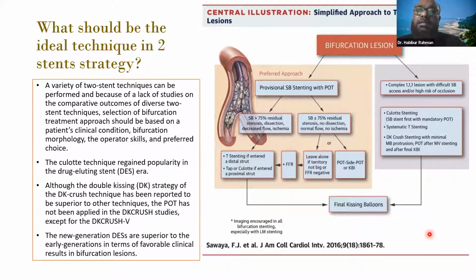The Culotte technique regained popularity in the drug-eluting era. Although double kissing, that is DK crush technique, has been reported to be superior to other techniques recently, the POT has not been applied in the DK crush studies previously done, except in DK crush 5. The newer generation DES are superior to early generations in terms of favorable clinical results in bifurcated lesions.